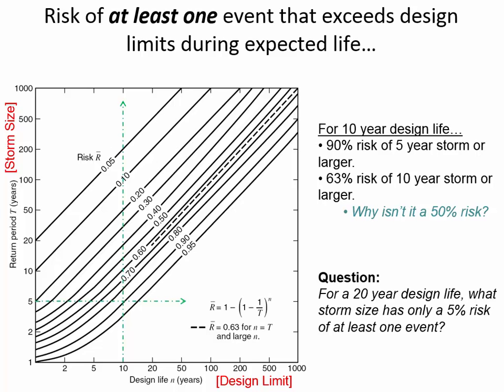So here's another illustration. If we have a 20-year design life, what storm size has only a 5% risk of at least one event? So a 20-year design life, if we go over here, we want to know what's the 5% risk. And so up to the 5% risk, it's a 500-year storm that there's only a 5% risk. And so it's important to have at least a basic appreciation for probability, and that'll come into play a little bit more when we do the calculations on Thursday. We'll come back to this and actually try some calculations.